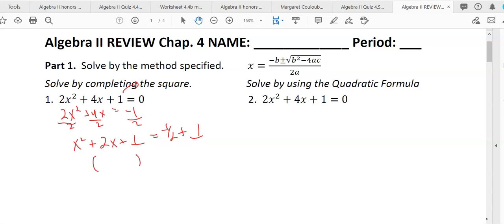That should be a perfect square: x plus 1 squared, since the square root of 1 is 1. On the right, -1/2 plus 1 is 1/2. Take the square root of both sides. We're going to solve this. We get x plus 1 equals plus or minus the square root of 1/2, which is the square root of 1 over the square root of 2.